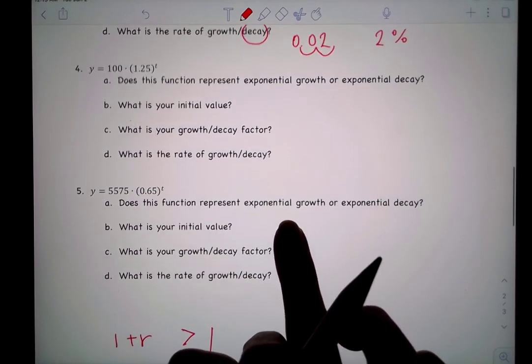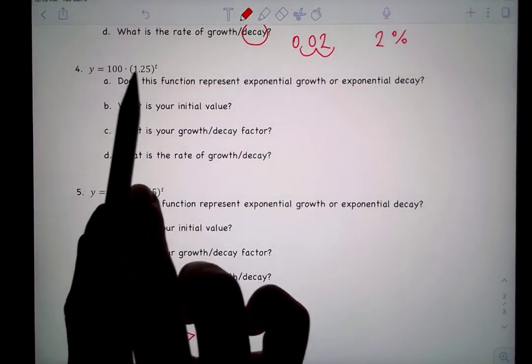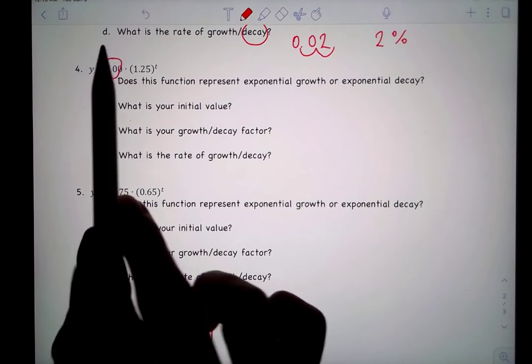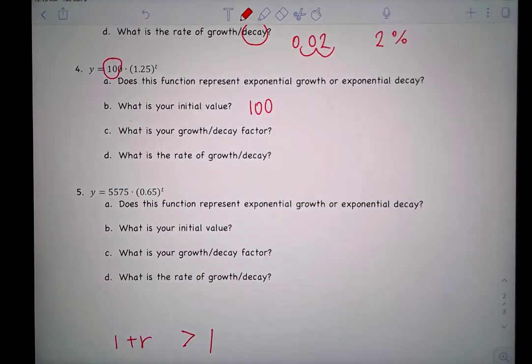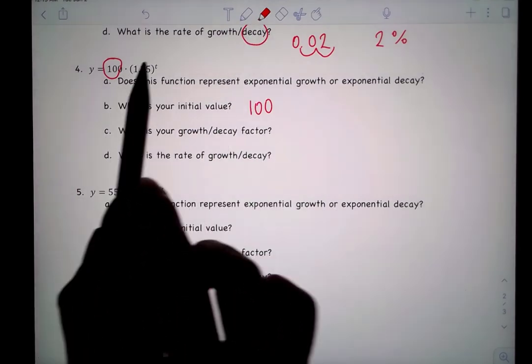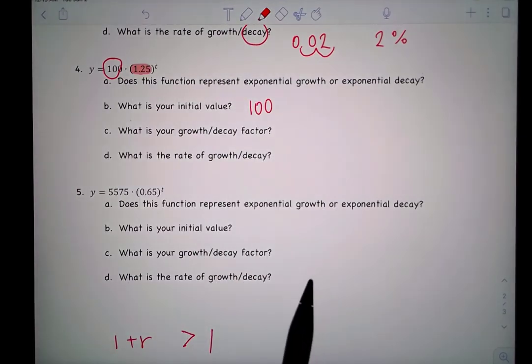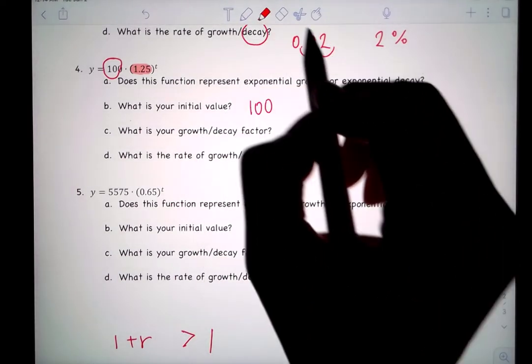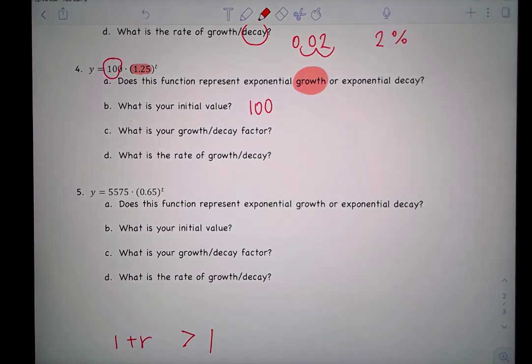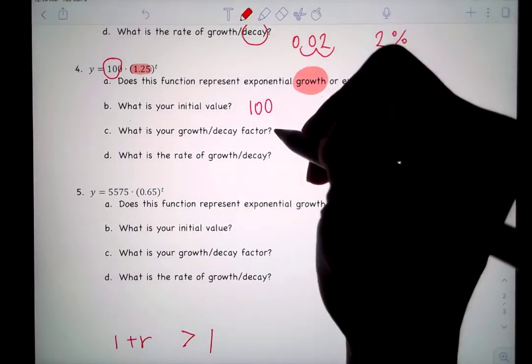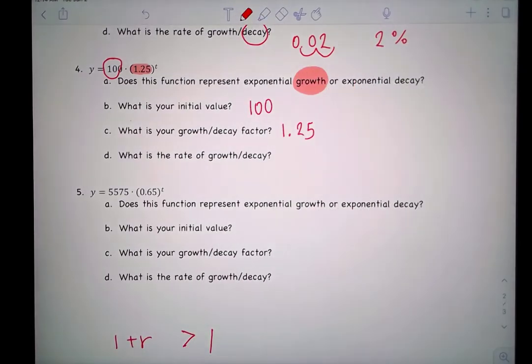All right? So look at number 4. What is your initial? Your initial, that is 100, right? My initial is 100. And look at your base. What do you have here? 1.25. Is that greater than 1 or less than 1? That's greater than 1. So is that growth or decay? That is growth, right? So the answer is exponential growth. And what is your growth factor? Because this one is already calculated, you can just write 1.25. This is my growth factor.